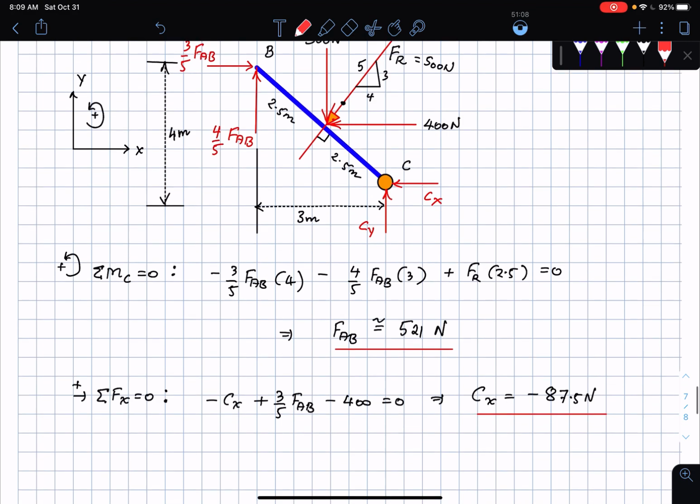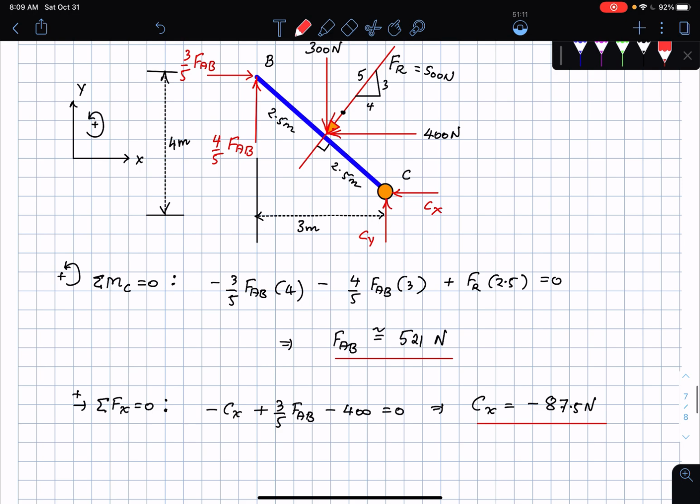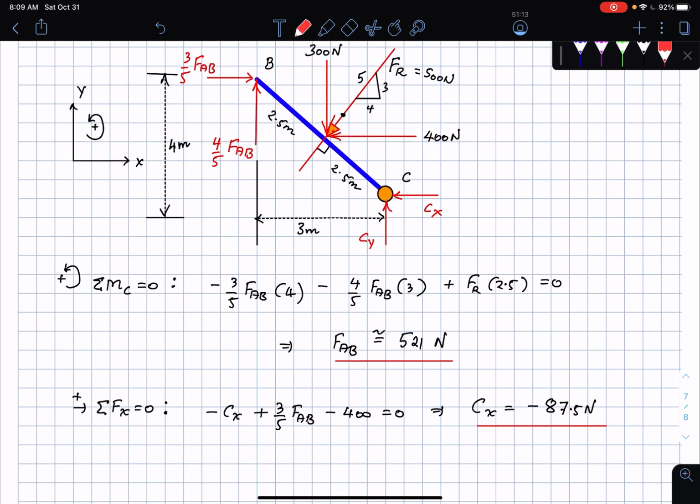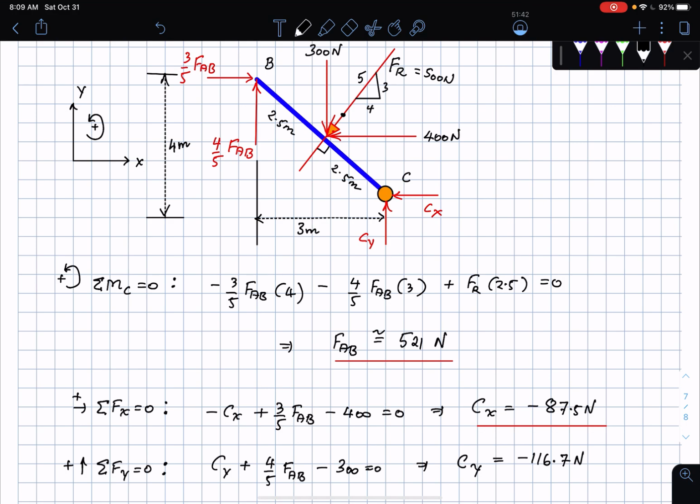Then I have the other one, which is the sum of forces in the Y direction. Let me keep this figure down here. So this is the sum of forces in the Y direction, equal to 0. What do I do there? This is just a regular rigid body equilibrium problem. There is nothing more fun than that. So this is 4/5 FAB minus 300, which implies that CY is going to be minus 116.7 newtons.